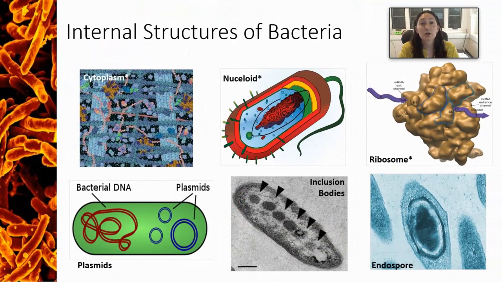The last internal structure we're going to take a look at are the endospores. Endospores are found in certain species of bacteria and allow them to survive in conditions where the environment becomes harsh and unable to be lived in.